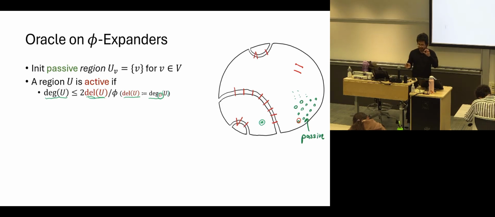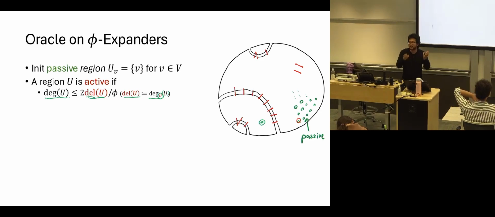If the region is incident to relatively many deleted edges, then you call it active because it's kind of dangerous, if you want to check whether it's disconnected from something or not.